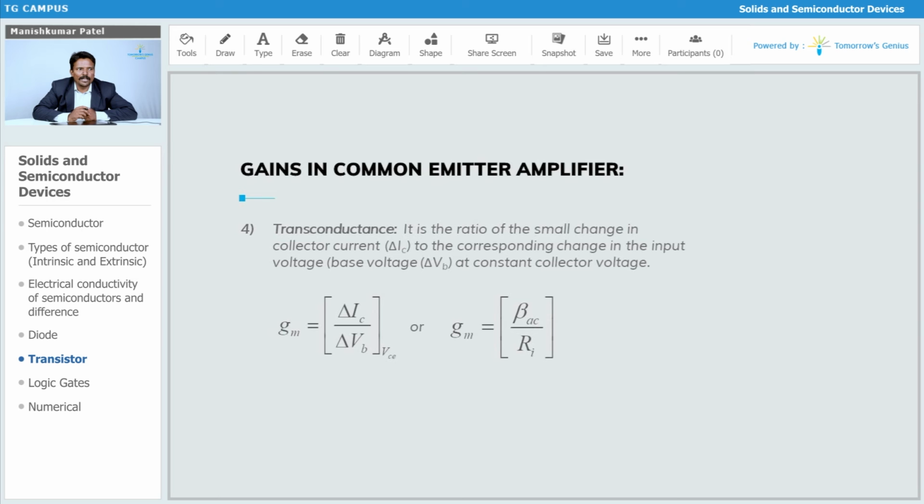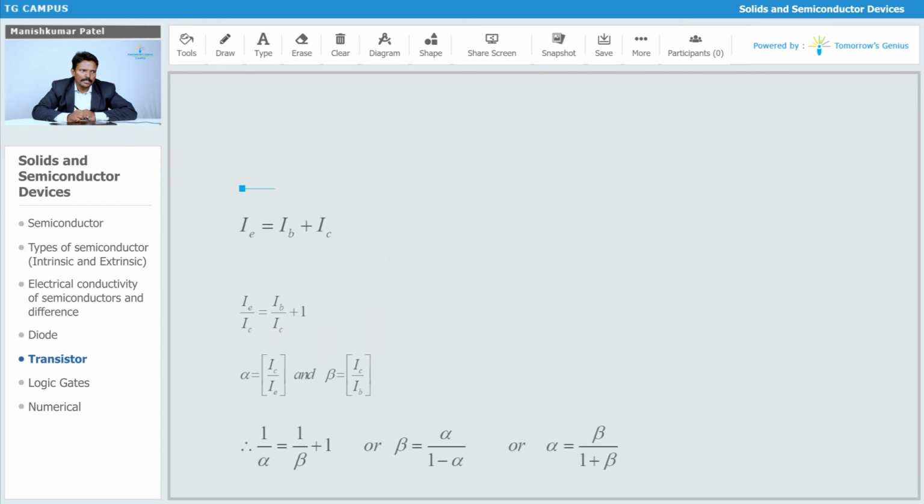So what is transconductance? It is the ratio of the small change in the collector current to the corresponding change in the base voltage at constant collector voltage. So this is called transconductance for this particular case.